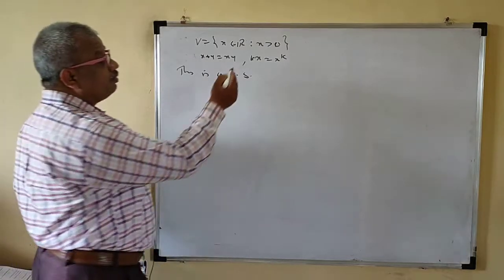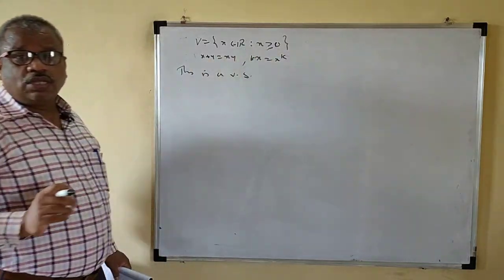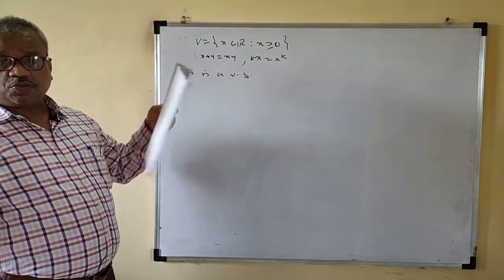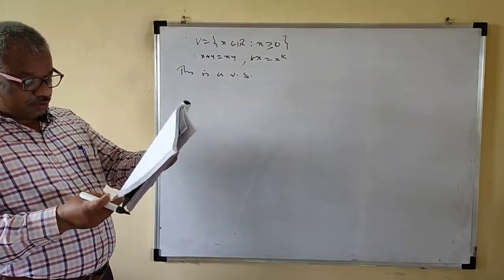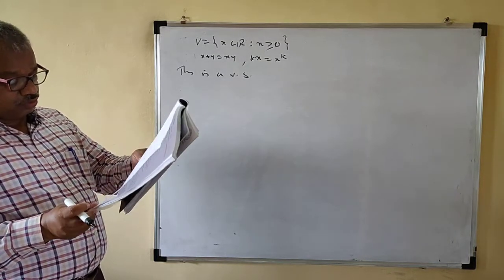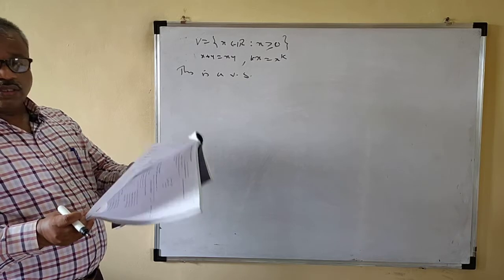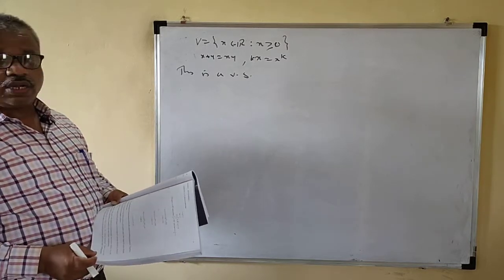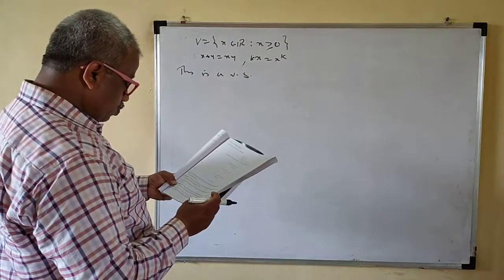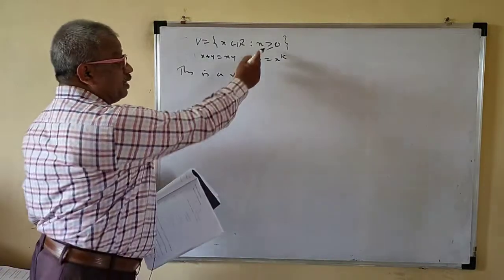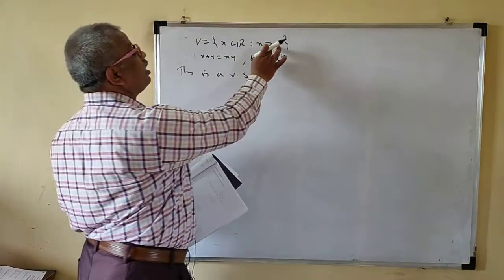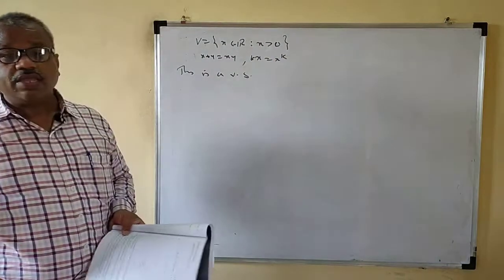But if you take x greater than or equal to 0, then it will not be a vector space, because 0 has no additive inverse. That means the negative vector of 0 does not exist here. So remember this: if it is greater than or equal to 0, it is not a vector space under this operation. If it is strictly greater than 0, then it is a vector space.